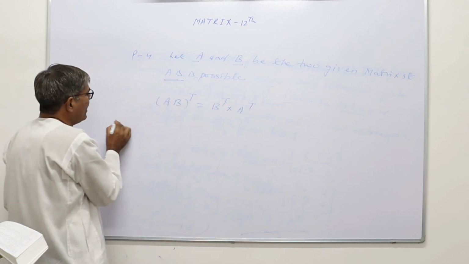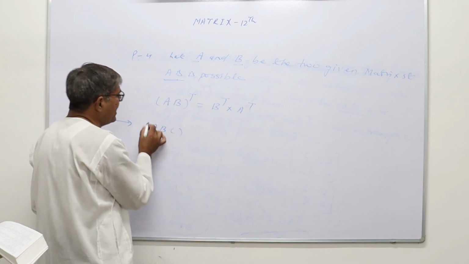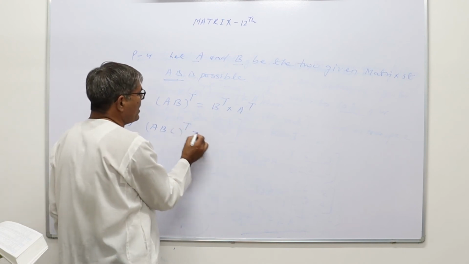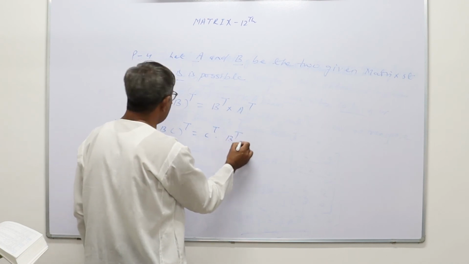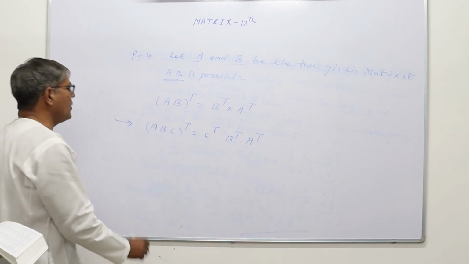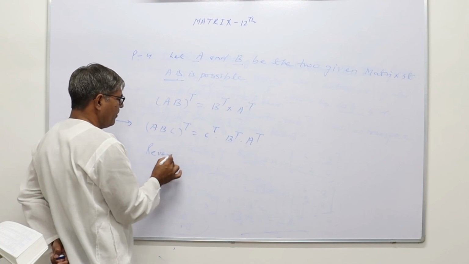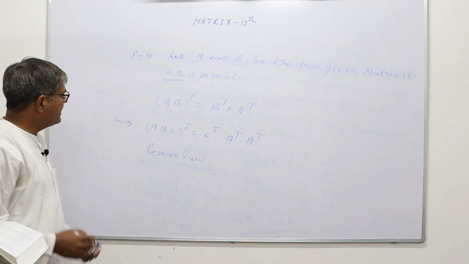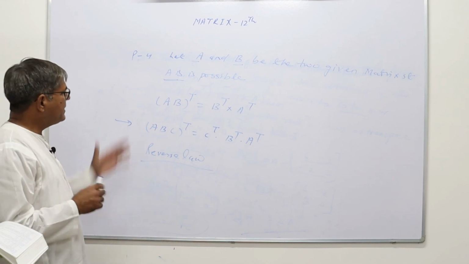This rule we can extend: if we have three matrices A, B, C and ABC is possible, then ABC whole transpose will be C transpose into B transpose into A transpose, and this property is also known as the reverse law. So we will do the exercise or application questions on the basis of this property.